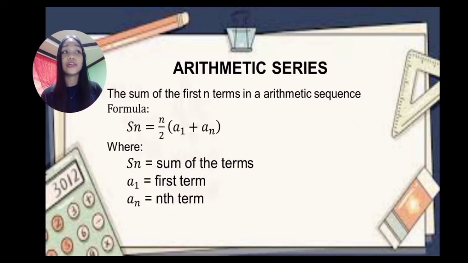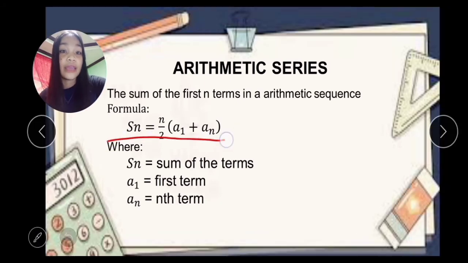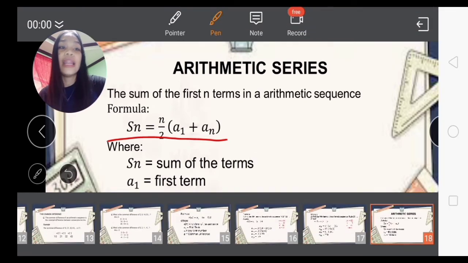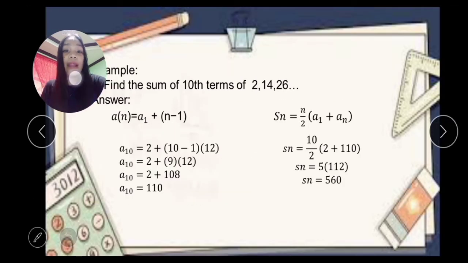Ngayon naman, let's proceed to the arithmetic series. Kanina, hinahanap natin yung nth term. Ngayon, for this time, hahanapin natin yung sum of the first n terms in the arithmetic sequence. We have a formula. Sn equals n divided by 2 multiplied by A1 plus An, where Sn is the sum of the terms, A1 is the first term, and An is the nth term. Ganun lang yung formula na gagamitin natin. O sige, let's have an example para mas malaman nyo.